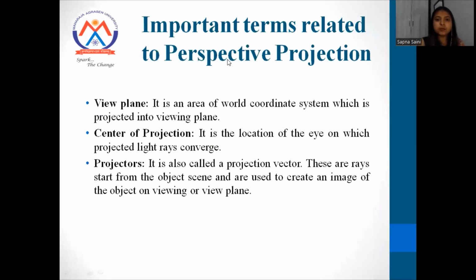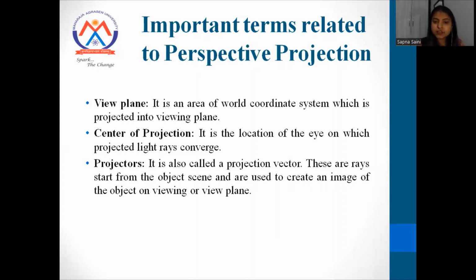Let's move to the next topic. Before studying perspective projection, we will come across a few important terms that are related to it, and they will help us have a deeper understanding of the topic. First of all, what is a view plane? View plane is an area of the world coordinate system which is projected onto the viewing plane. In simple words, we can say the displayed area, or the area where we can see the object or the image, is the view plane.